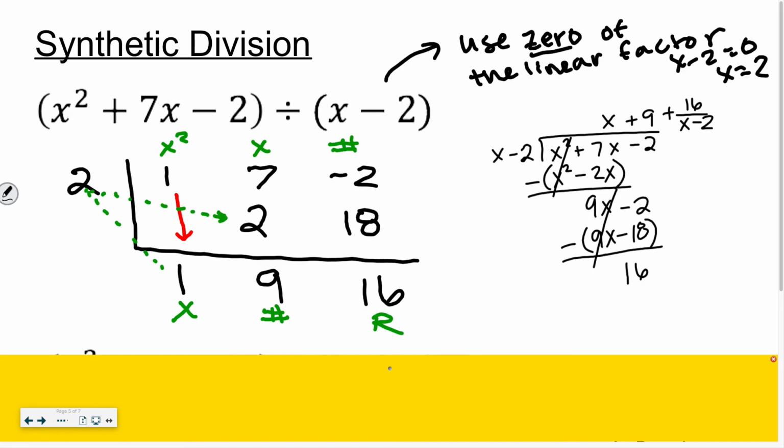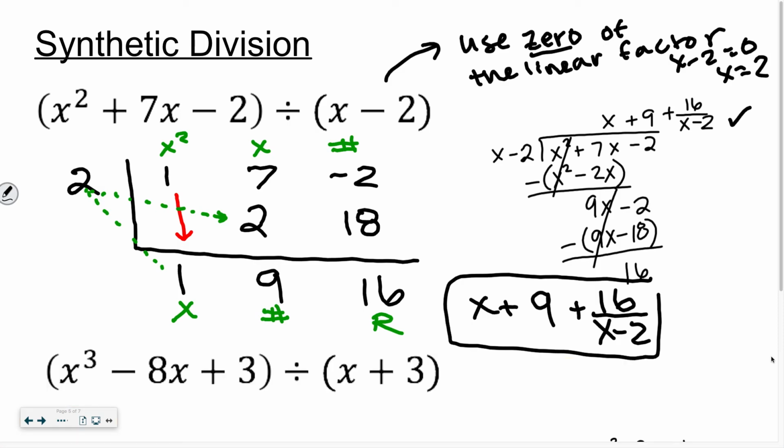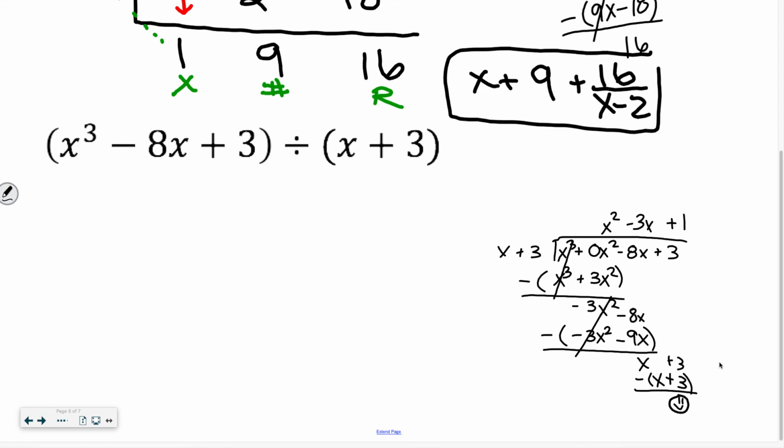So when you write your final answer, it will be x plus 9 plus 16 over the thing I divided by, x minus 2. Same answer. You could use it, but eventually you're going to want to switch over because you don't have time for long division. Okay. Let's try it with that second example.